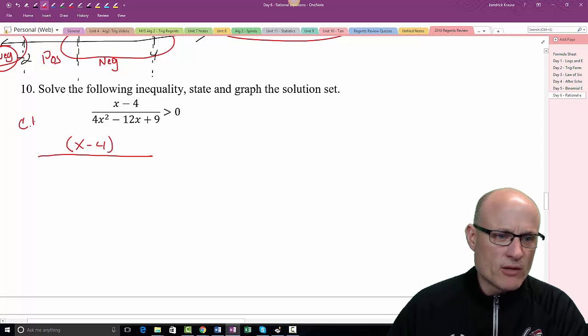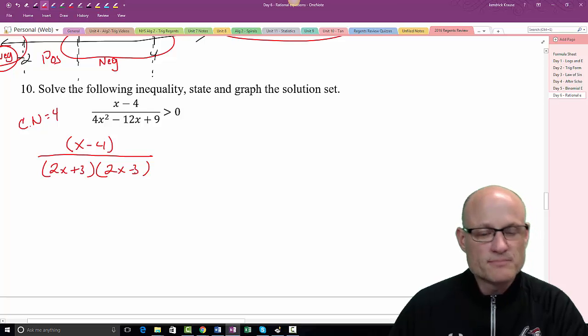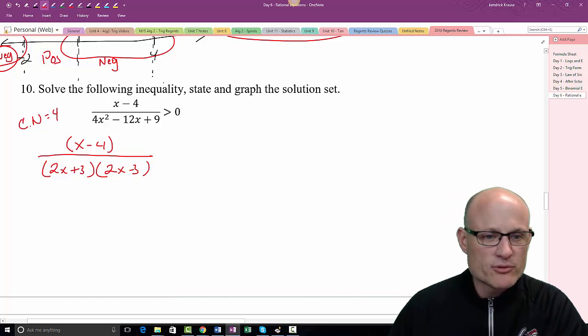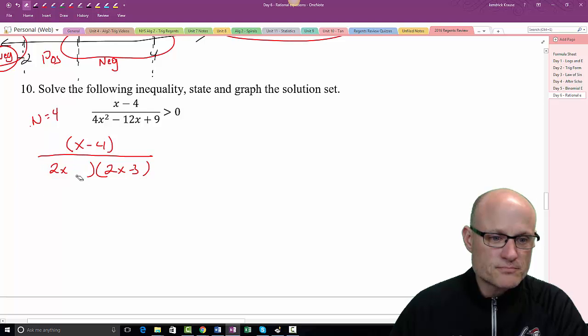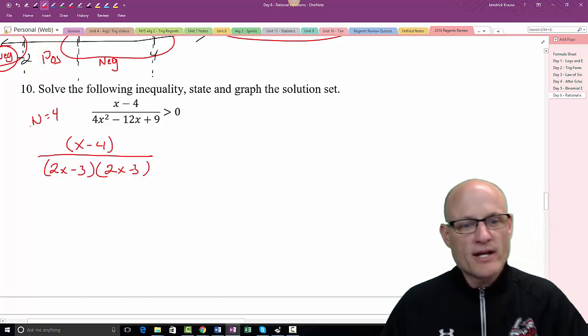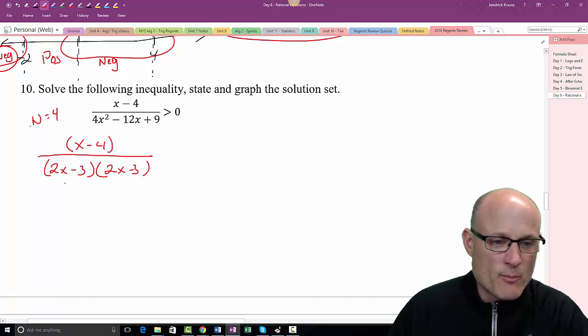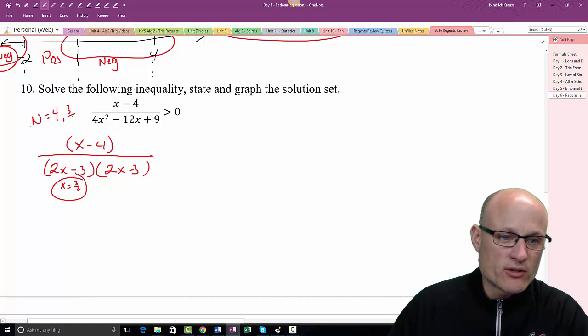So I know one of my critical numbers is 4. I think it's just 2x plus 3 and 2x minus 3. Oh, that can't be true. They're both 2x minus 3s. That's an interesting problem. All right, that's okay. So my critical numbers are 4, and then what would make this 0 is x equals 3 halves. So 3 halves is my other critical number.